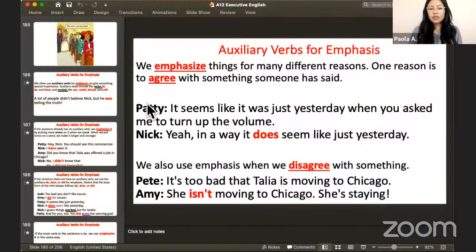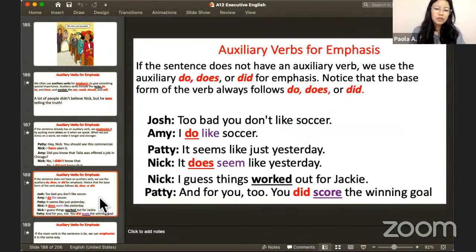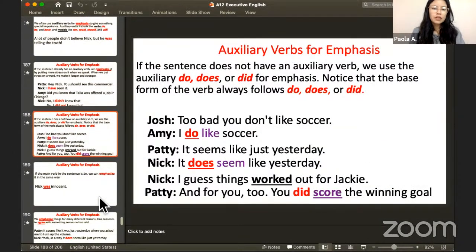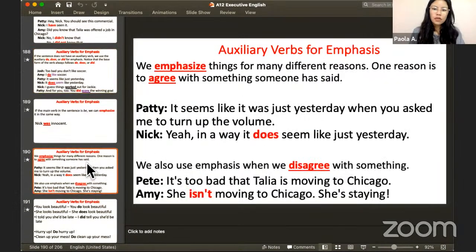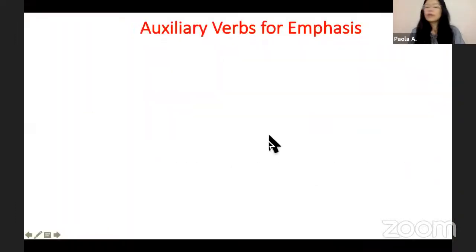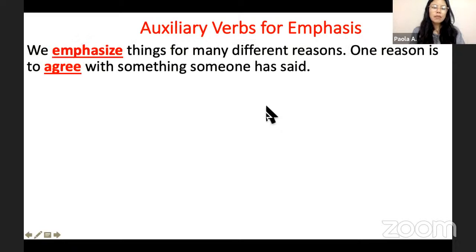Flor, we're going to continue with today's lesson, right? If you remember, I think we stopped here. I'm going to ask you to help me with examples, okay? So we're going to continue seeing auxiliary verbs for emphasis. We emphasize things for many different reasons, right?